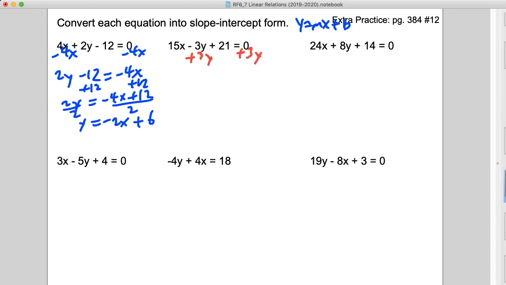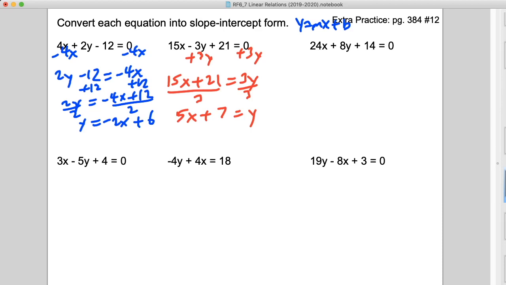And then we're left with a 15x, or not 3y, sorry, plus 21 is equal to 3y. So we notice here on the right hand side we have a 3 times y. The opposite operation is just dividing everything by 3. So I'm going to do that on the left and the right hand side. So I'll be left with 5x plus 7 is equal to y.